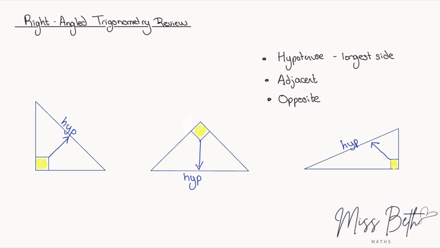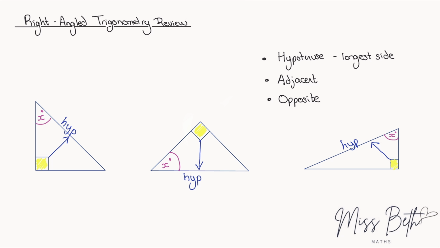Okay, so then for the adjacent and the opposite. Now these two are actually interchangeable depending on the angle, the other angle that you were either given or the other angle that you need to find in the question. Okay, so let me give you a couple of examples. I'm just going to label another angle in each of these triangles to explain what I mean, okay?